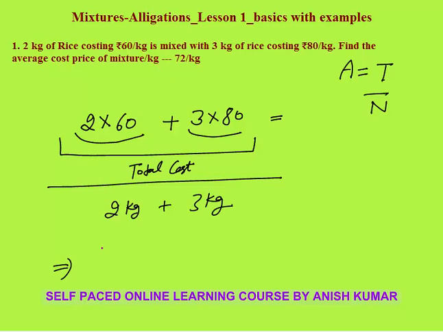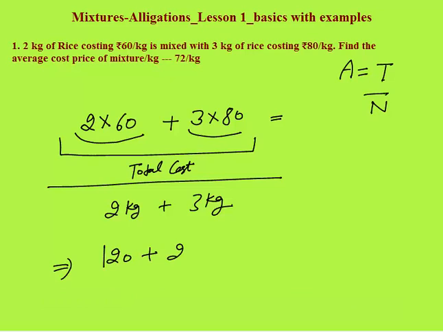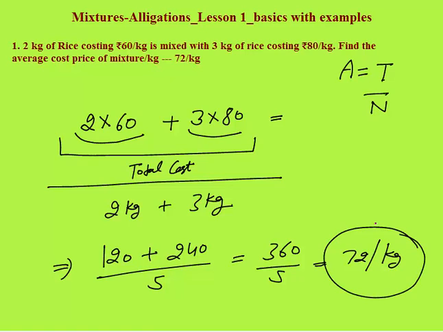This will become 120 plus 240 by 5, 360 by 5. So my average cost will be 72 per kg. This 72 per kg is the average cost of the mixture per kg. It means by mixing 2 kg of 60 per kg rice with 3 kg of 80 per kg rice, the average cost to me as a retailer for per kg of rice would be 72 per kg.